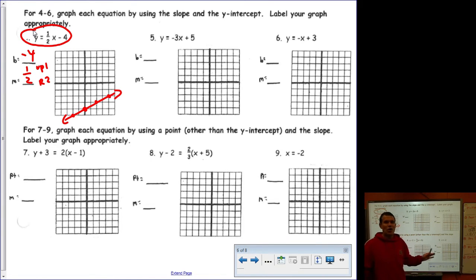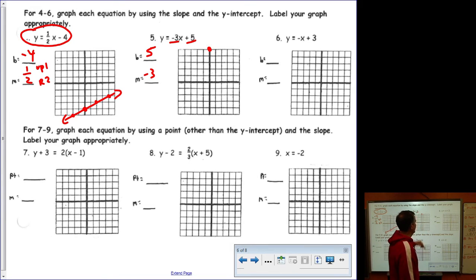Number 5 is already in slope-intercept form. Here's the y-intercept, the 5. Here's the slope, the -3. So I'd put a dot at 5 on the y-axis. And the slope is telling me to go down 3, right 1. Down 3, right 1, down 3, right 1, down 3, right 1. And I draw my line. I do like to make a lot of points.